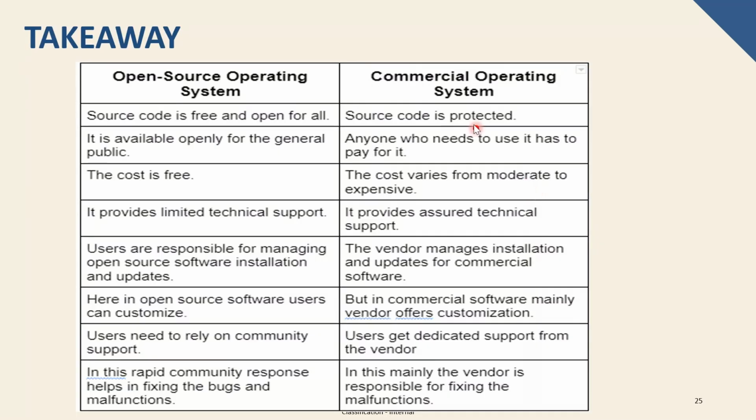Source code we could not find since it's protected when it comes to commercial. But with open source, the source code is publicly available, and we can read that code as well. When it comes to technical support, we already discussed: mostly the support and also the service part we have to do ourselves on open source, while for commercial we can get support from the vendor.